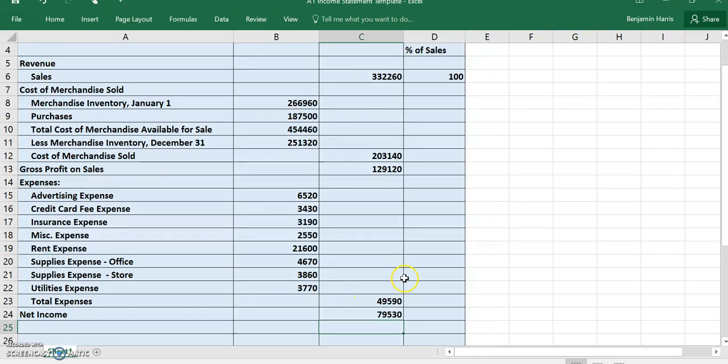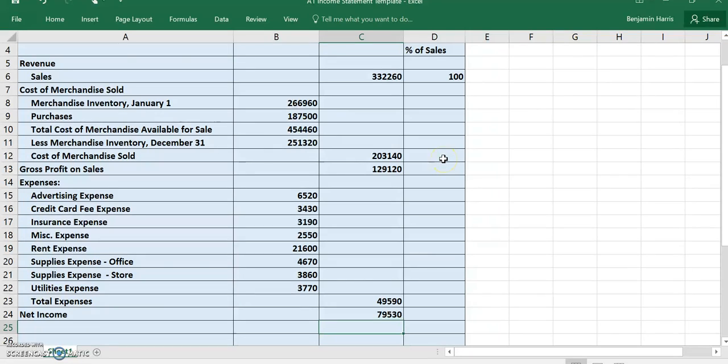And I got 79,530. So that's the amount of net income we had from our original amount of sales. This is the money we brought in. Here's the cost of the items. Here's the profit. This is all of our expenses, and then lastly our net income.